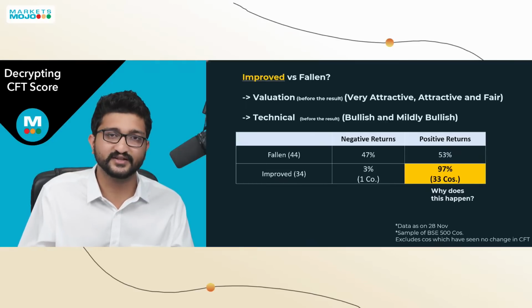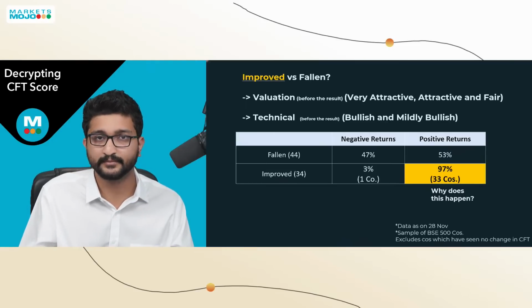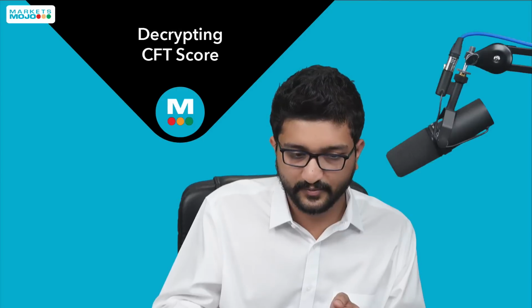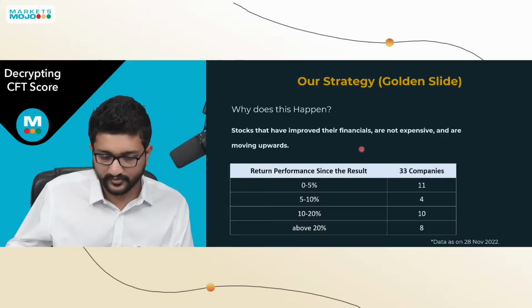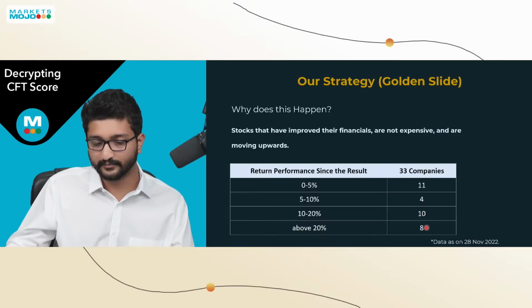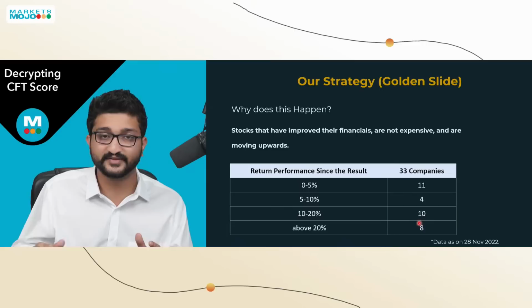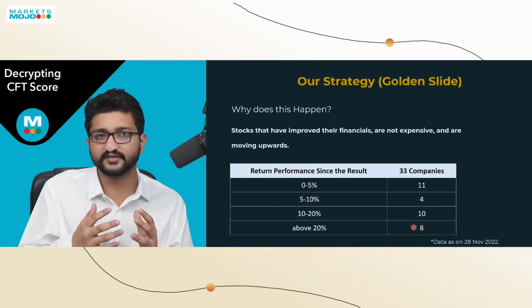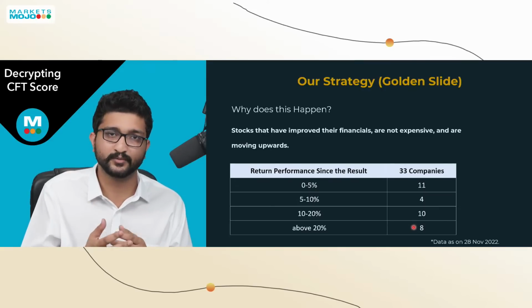Valuation, for the main reason that these companies have not moved up substantially compared to their fundamentals. So they have a high price appreciation. If you look at this particular side over here, look at how the companies have moved up. About 20% we have 8 companies, 10 to 20% 10 companies. These companies are attractive, so they've not moved up. And lastly, technicals, because the market is discounting something. The market is actually pushing the stock upwards.